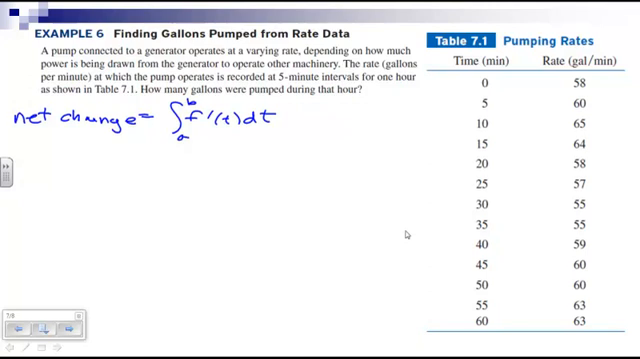So the pump connected to a generator operates at a varying rate depending on how much power is being drawn from the generator to operate other machinery. The rate in gallons per minute at which the pump operates is recorded at 5-minute intervals for 1 hour. How many gallons were pumped during that hour?